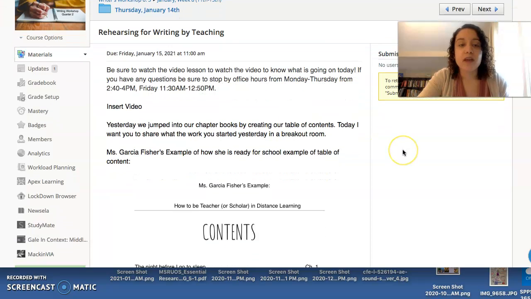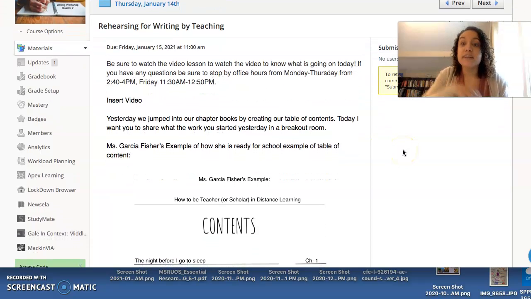Here we go. Yesterday we started working on our table of contents for our informational writing chapter books. Today in class, we started by going into our breakout rooms and sharing with our classmates what our table of contents looks like and what work we completed yesterday, to get our minds back in focus on what we are working on.